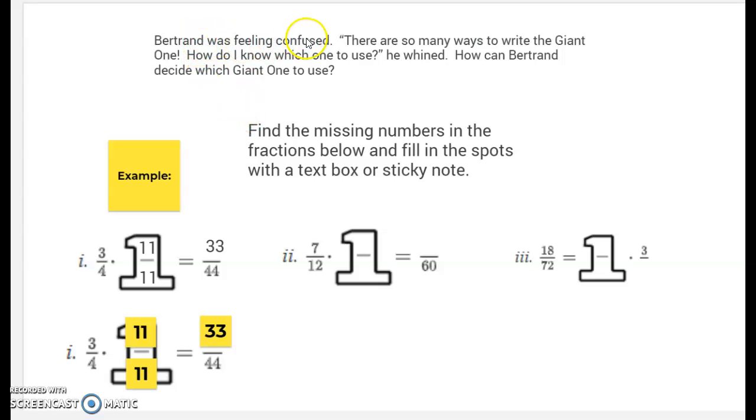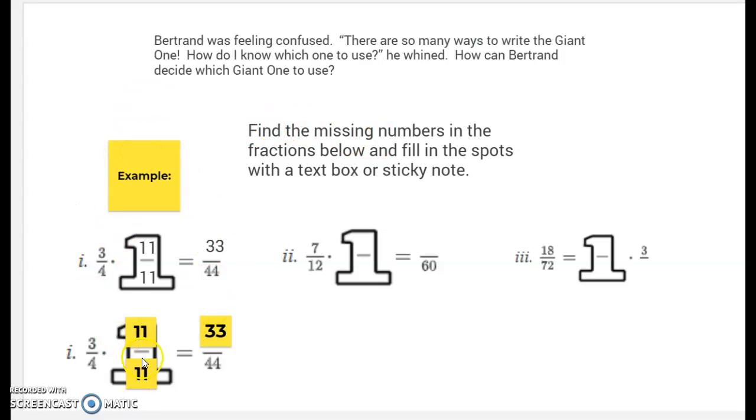Bertrand was feeling confused. There are so many ways to write the giant one. How do I know which one to use? He whined. How can he decide which giant one to use? So here what you're going to do is find the missing numbers in the fractions below and fill in the spots with a text box or a sticky note.